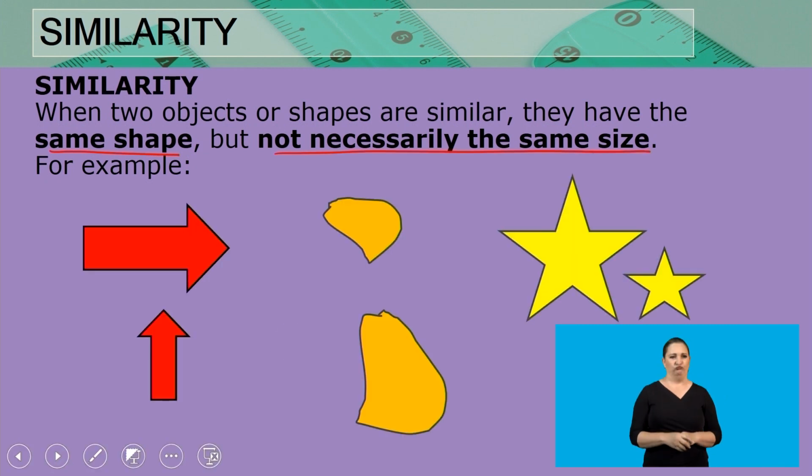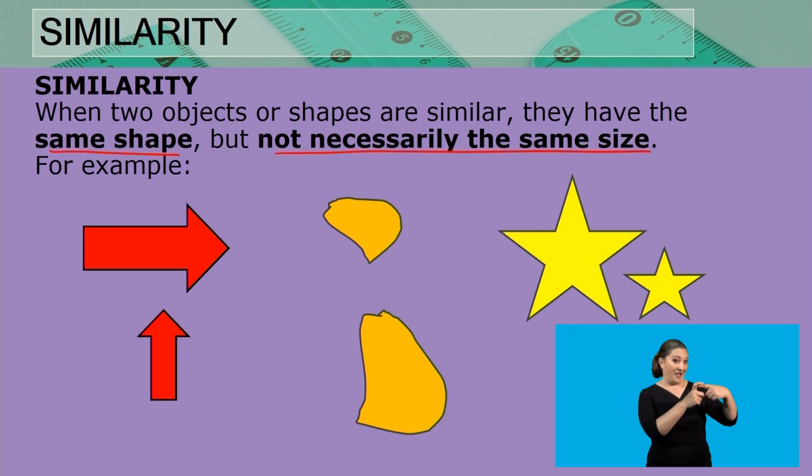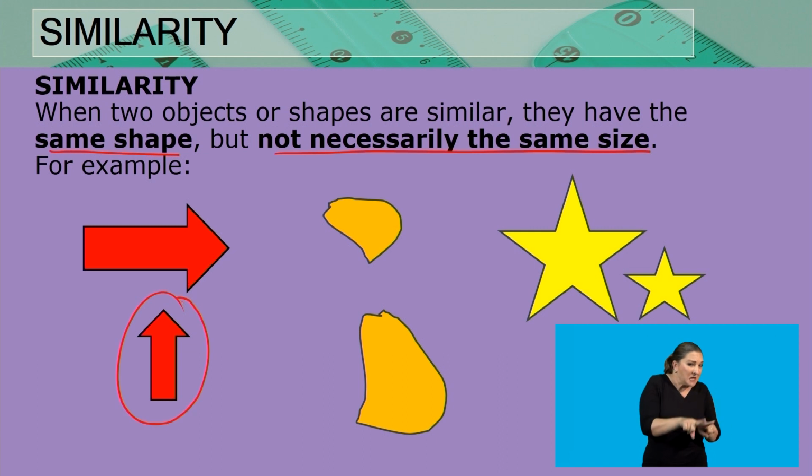So for example here, we have a few shapes that we can see are the same in shape, but not necessarily in size. Let's look at this first arrow here. As we can see, it is an arrow, and it's facing a different direction from the other arrow, but they have the same shape. They are both arrows. But what we notice is that they are not the same size. This one is smaller than the top one there. But because they have the same shape, it means that they are similar.